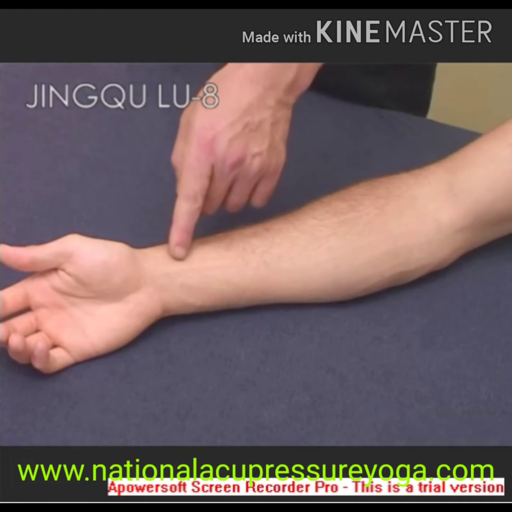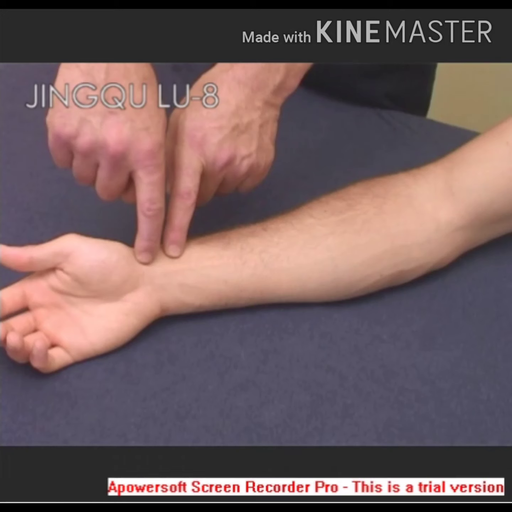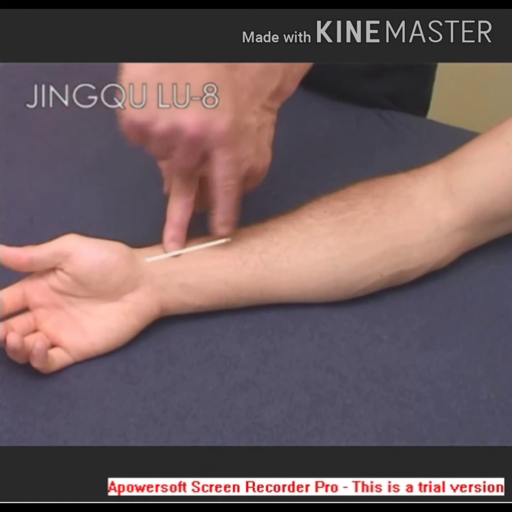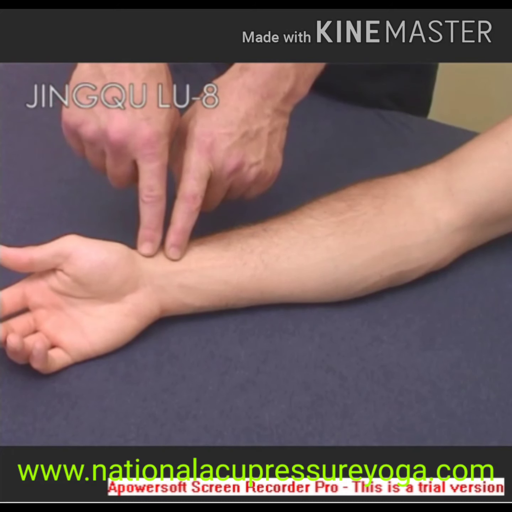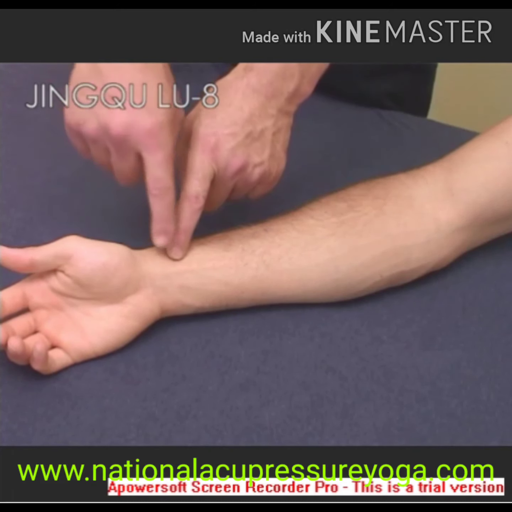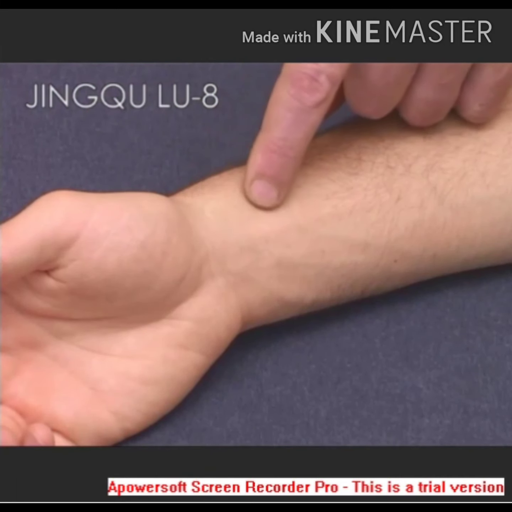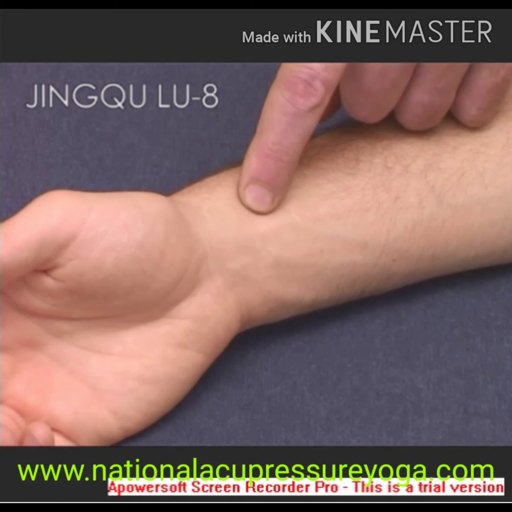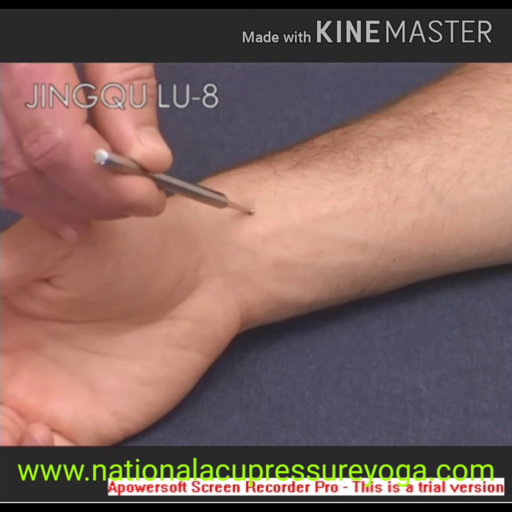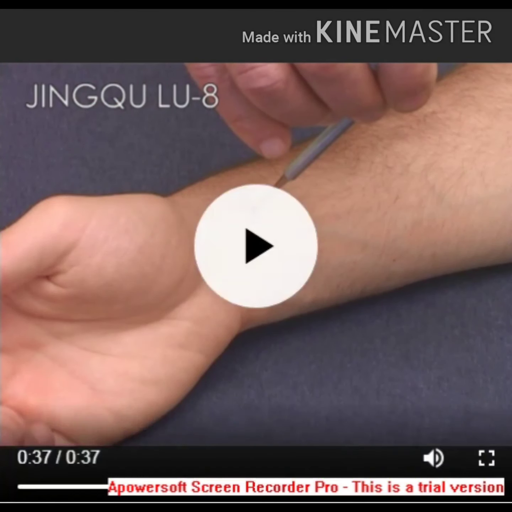Jingqu, Lung 8, is located above the wrist, 1 cun proximal to Taiyuan, Lung 9, on the line connecting Taiyuan, Lung 9, with Kongzui, Lung 6, in the depression at the base of the styloid process of the radius and on the radial side of the radial artery. If the forefinger is placed on Taiyuan, Lung 9, and moved proximally over the palpable styloid process of the radius, it will naturally fall into the depression where Jingqu, Lung 8, is located. Oblique proximal or perpendicular insertion 0.3 to 0.5 cun, avoiding the radial artery.